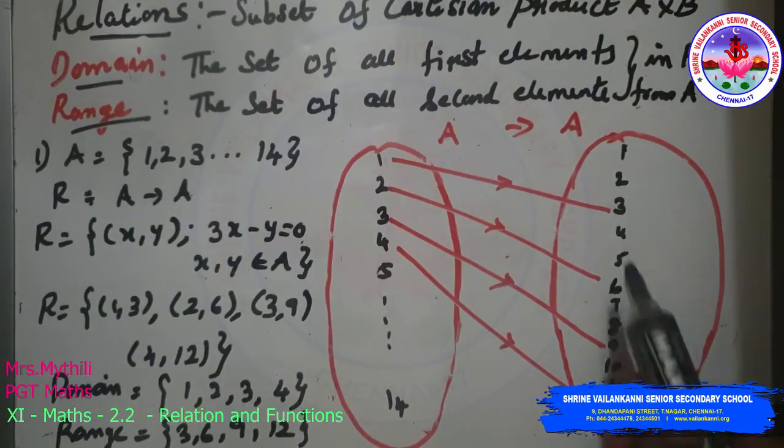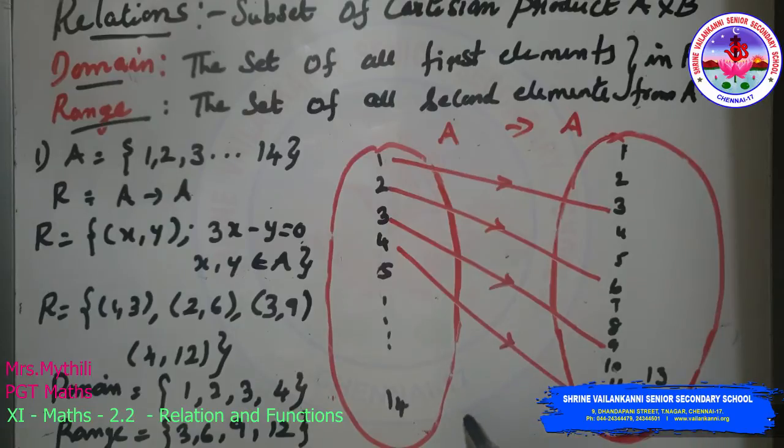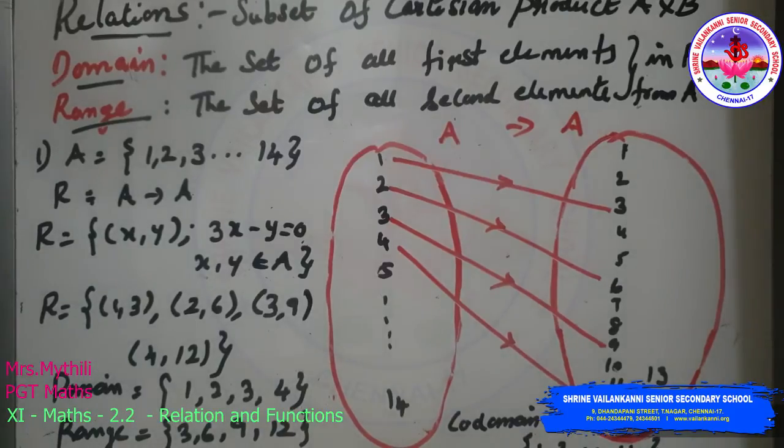And the codomain is the set of all the elements in set A. So the codomain is 1, 2, 3, 4 till 14. So the range is a subset of the codomain.